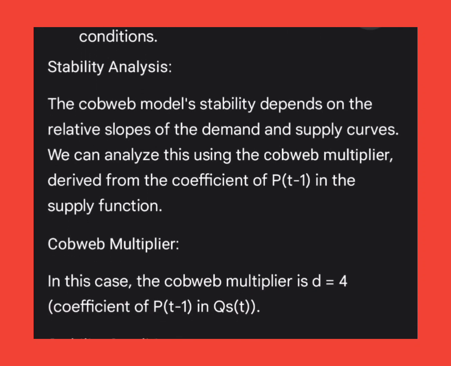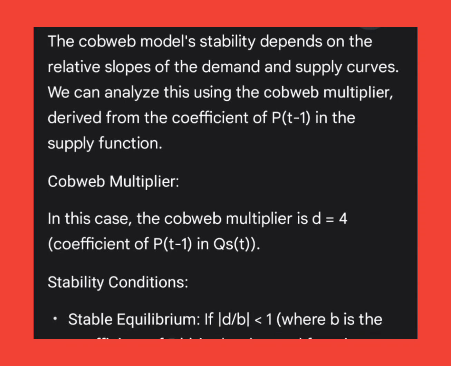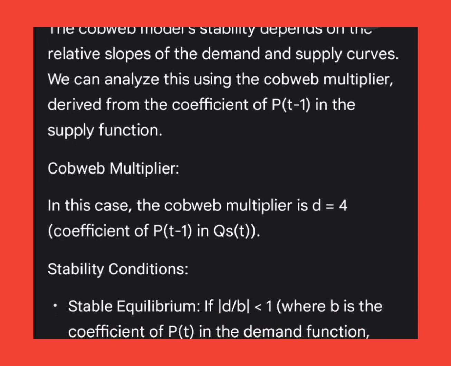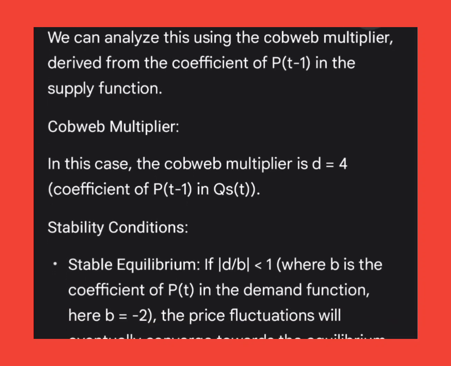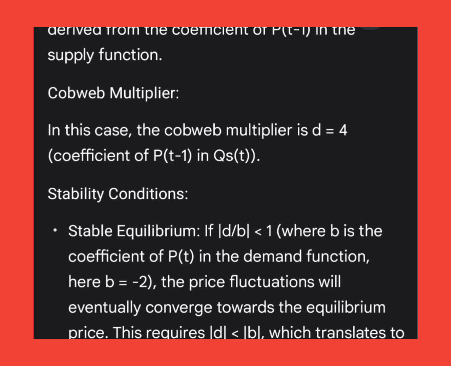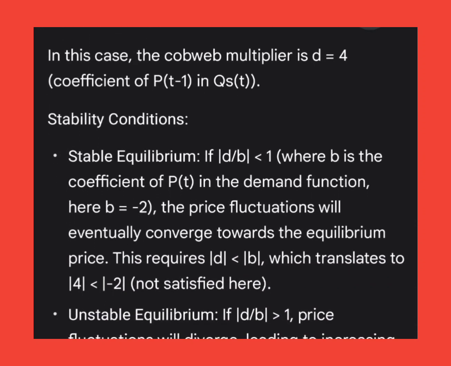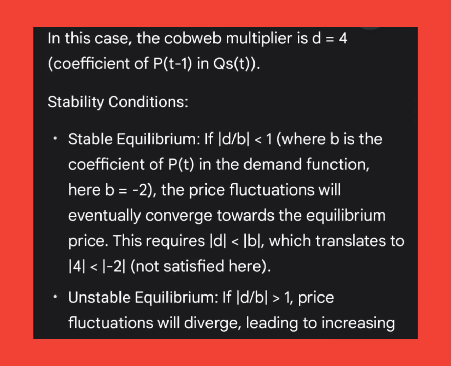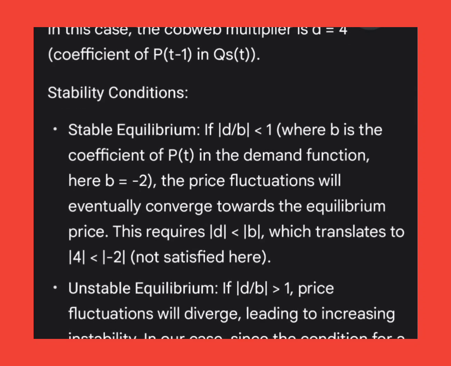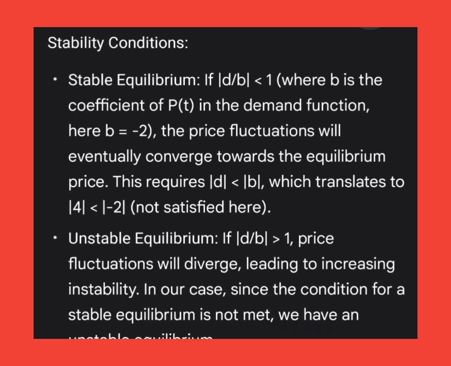Stability analysis. The Cobweb model's stability depends on the relative slopes of the demand and supply curves. We can analyze this using the Cobweb multiplier, derived from the coefficient of P(t-1) in the supply function. Cobweb multiplier. In this case, the Cobweb multiplier is d equals 4, the coefficient of P(t-1) in QS(t). Stability conditions. Stable equilibrium.